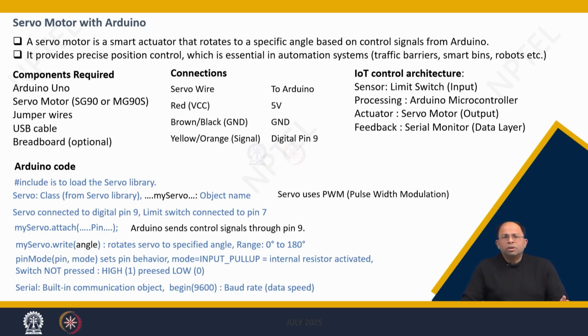Then myservo dot write, where we will put the angle, which will be between 0 to 180 degrees, and we can specify to what angle the servo should rotate. And then looking into the limit switch, we can set it like when the switch is not pressed, it is high, and when it is pressed, it would be low. And this pressed spelling is a little bit of a mistake.